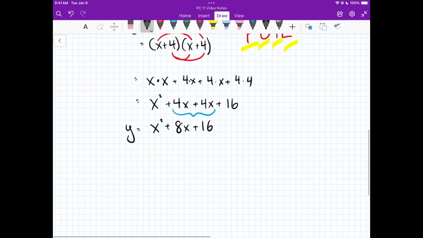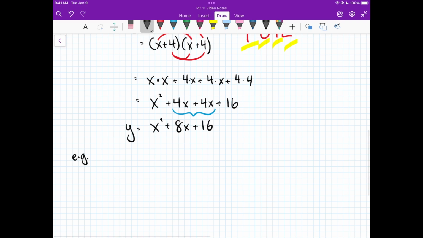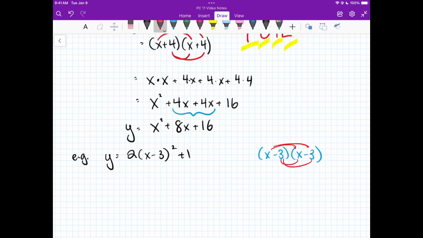So let's give another one a shot. y equals 2 times (x minus 3) squared plus 1. So same process. First thing we need to do is get rid of the brackets. I'm just going to hop off to the side here to do this so I don't have to write out the whole thing again. So (x minus 3) times (x minus 3). If I FOIL that, doing x times x, x times 3, 3 times x, 3 times 3, which will get me x squared minus 3x again, and plus 9, or x squared minus 6x plus 9.